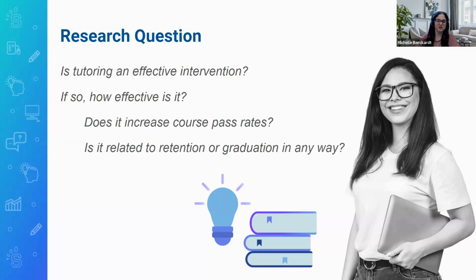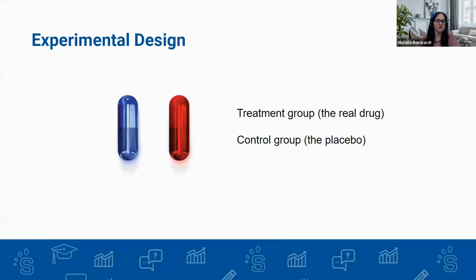And there's a few options. So in research, the gold standard for identifying cause and effect is your experimental design. This is like the ideal situation. Most people are familiar with this in terms of drug testing. You have your real drug, the drug that's being tested, and then you have the placebo drug, which is like a sugar pill or whatever that might be.